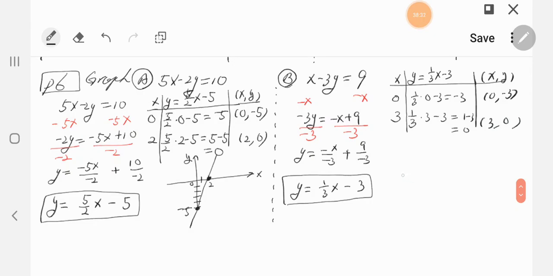So we found another point. Then let's plot this one. So this is the x-axis, y-axis. Okay, the first point is x equals 0, y is negative 3. So 1, 2, 3. This is negative 3. And then the second point is 1, 2, 3. This is positive 3. So we have the first point over here, second point over here. So connect these two. So that's the graph. Okay.